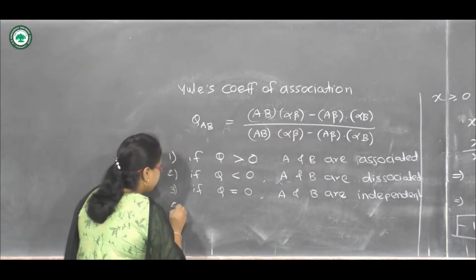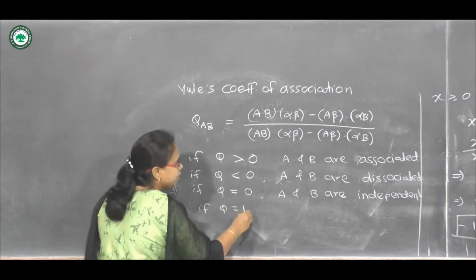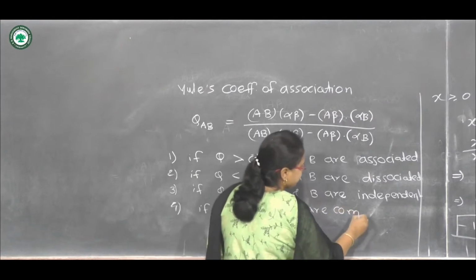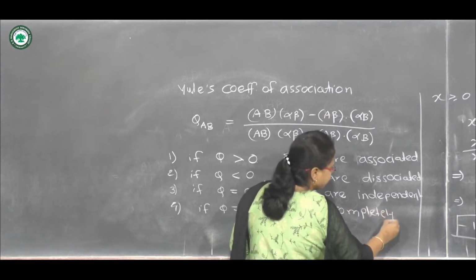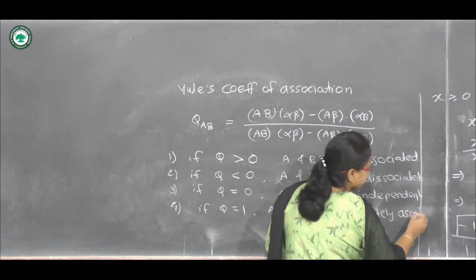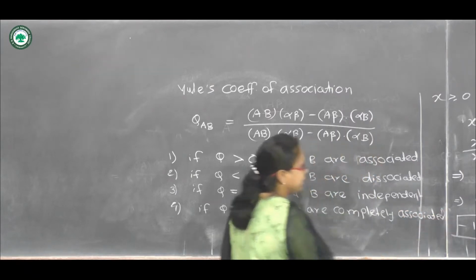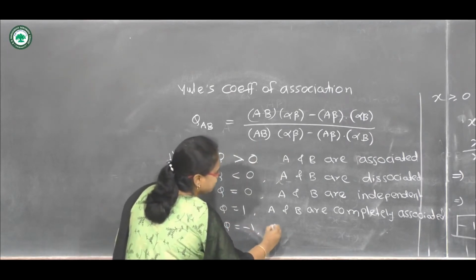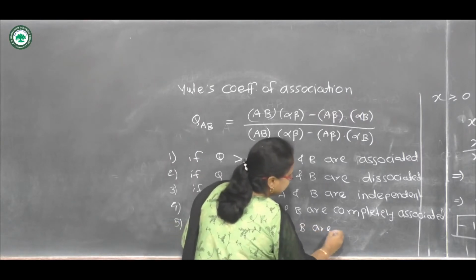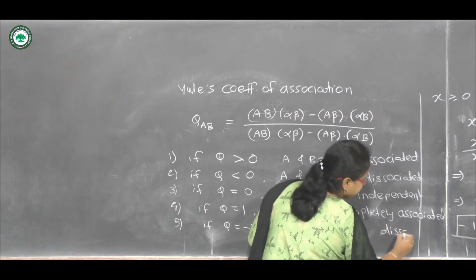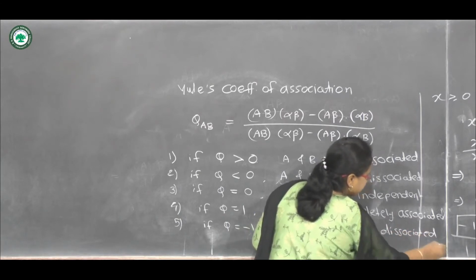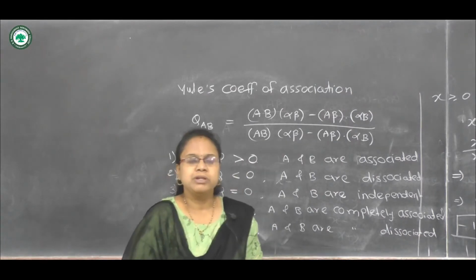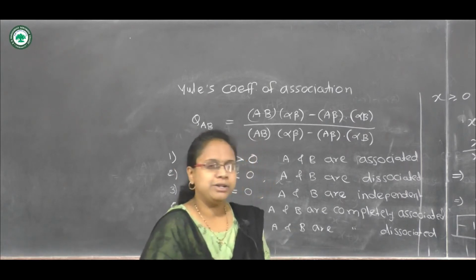Next, if Q is equal to 1, then A and B are completely associated. And finally, if Q is equal to -1, then A and B are completely dissociated. So these are the conditions to check the relation between attributes A and B. So here the topic of attributes ends.